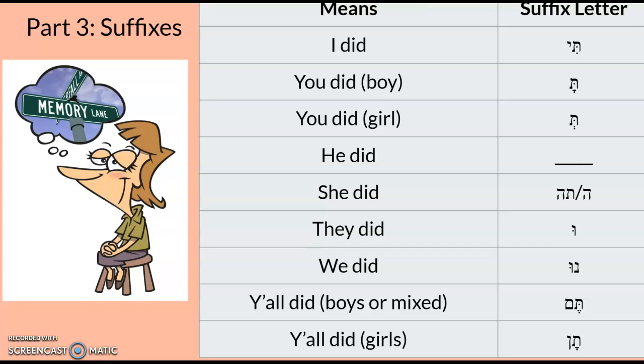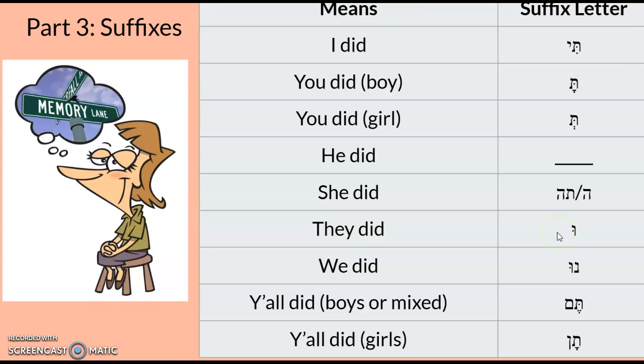The list of suffixes is ending with ti, which means I did it. Ta, which means you did it if you're talking to a male or a boy. T, which means you did it talking to a girl. If there is no suffix, it's just the 3 letters of the shoresh, it means he did it. And a hey or ta at the end means she did it.